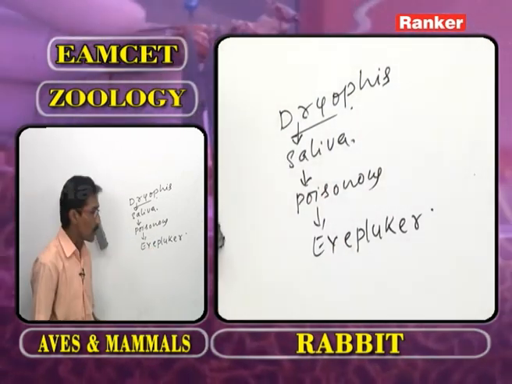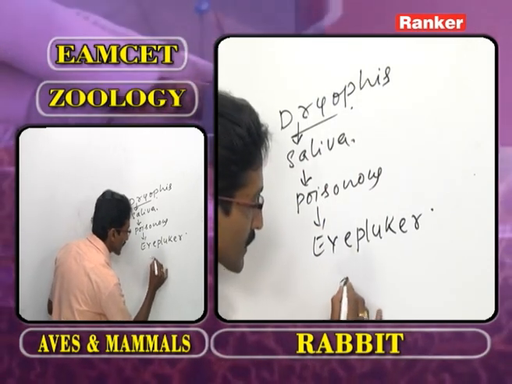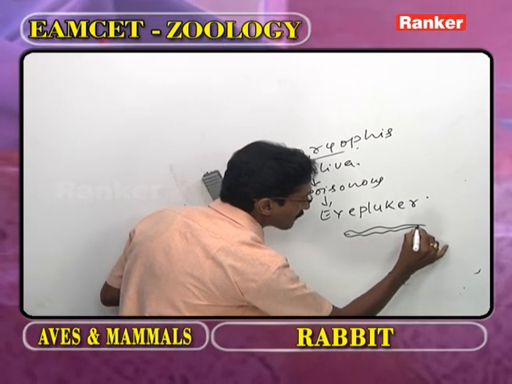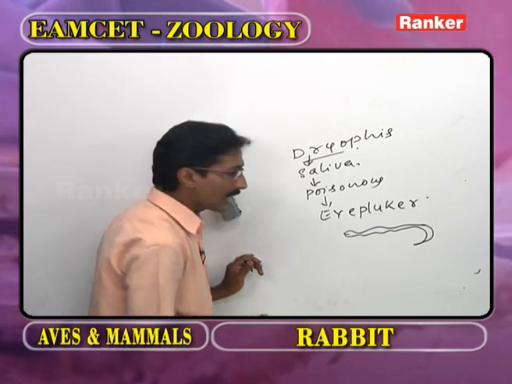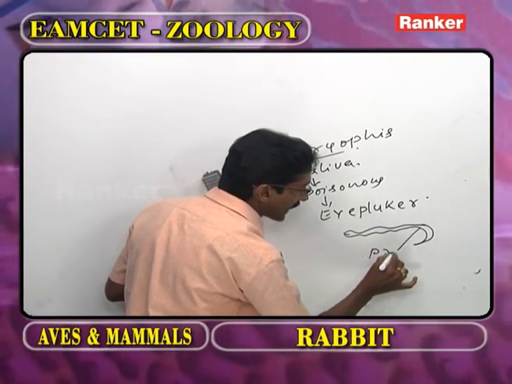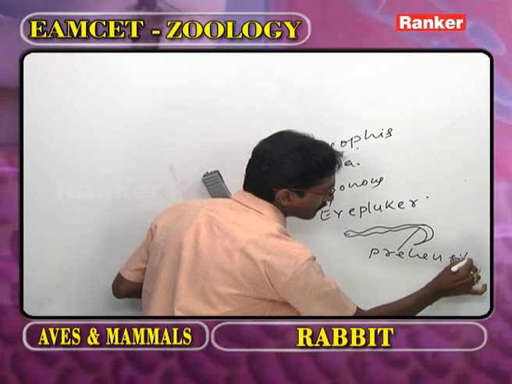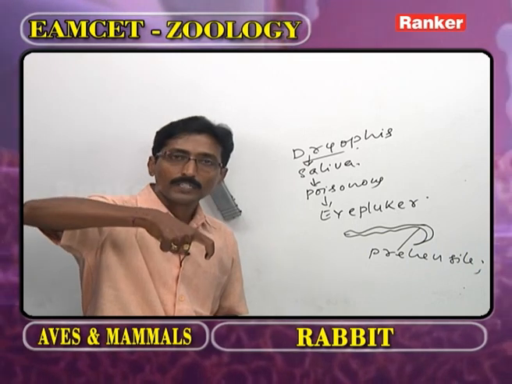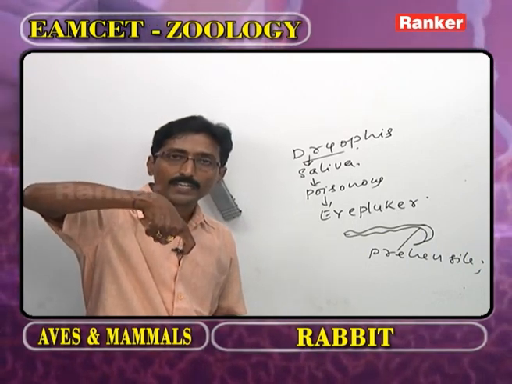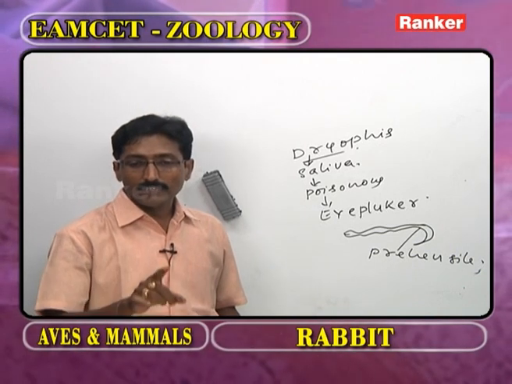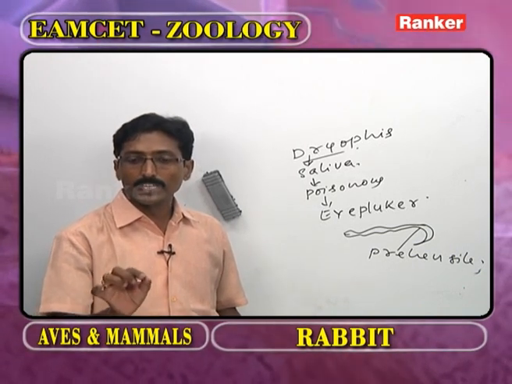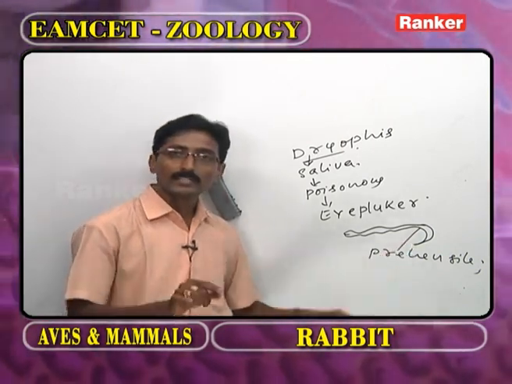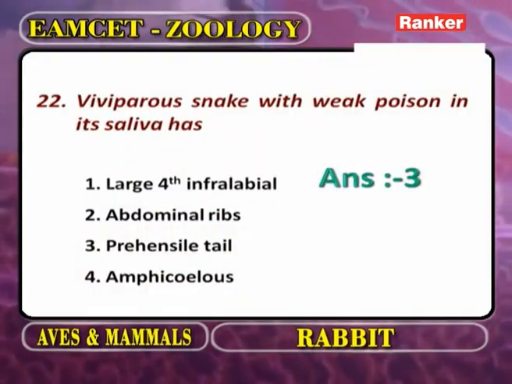As we observe the dryophis snake, the tail is curved. Such a tail we call prehensile. What is meant by prehensile tail? The tail is curved ventrally, so it is called prehensile. Now here, the viviparous snake with weak poison in its saliva has what type of tail? The prehensile tail. Now we go for the next question.